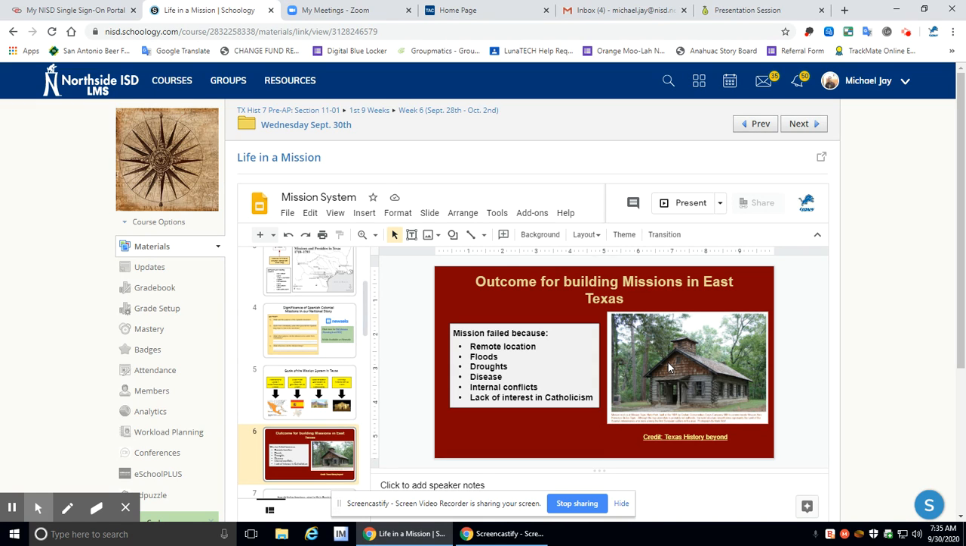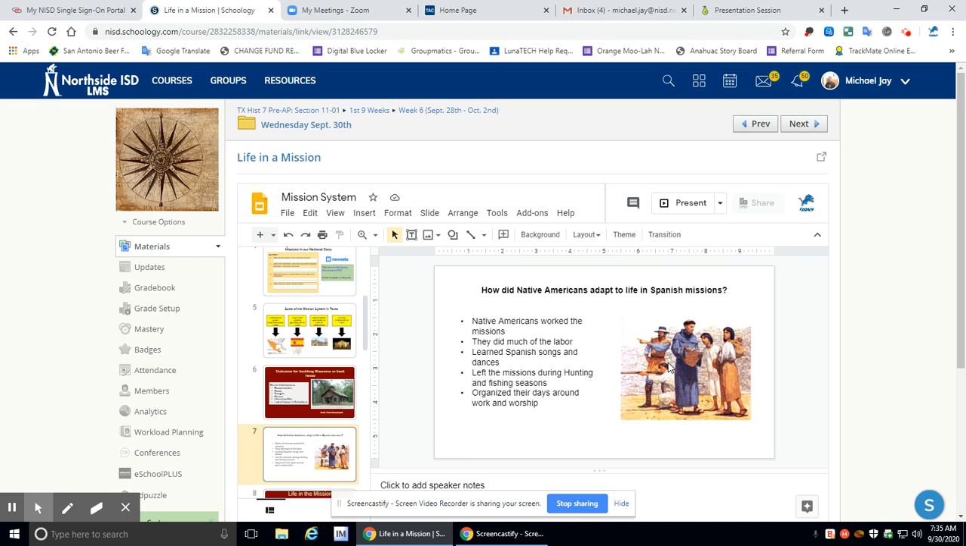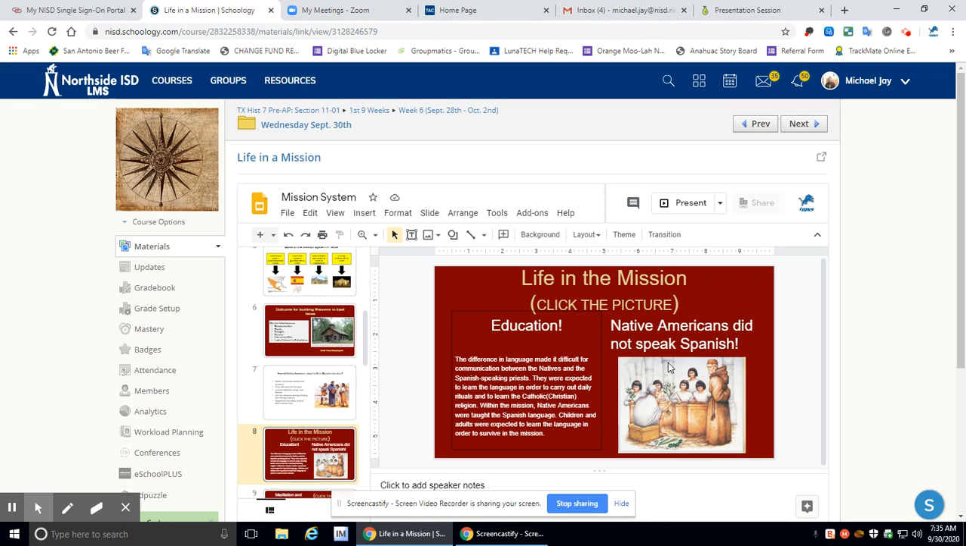The outcome for building missions in East Texas: the missions failed, and mainly they failed because they were too remote. There were a lot of floods, droughts, disease, internal conflicts, and a lack of interest in Catholicism. The Native Americans just got fed up with it because it was not a fun job living in the missions. So how did the Native Americans adapt to life in Spanish missions? They worked in the missions and did much of the labor. They learned Spanish songs and dances. They left the missions during hunting and fishing seasons, and they organized their days around work and worship. It sounds like it would work. It doesn't work.